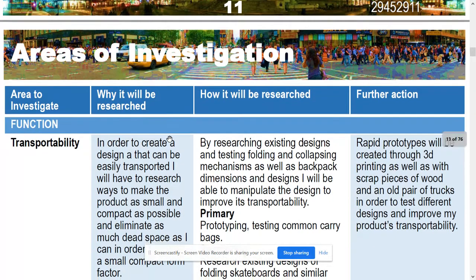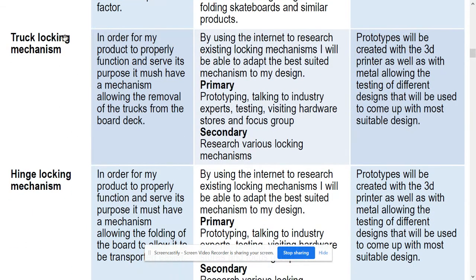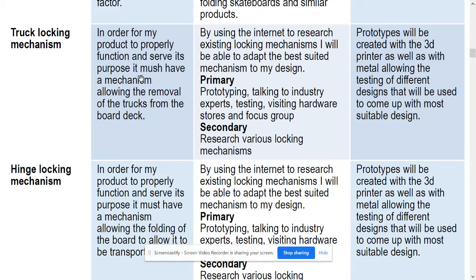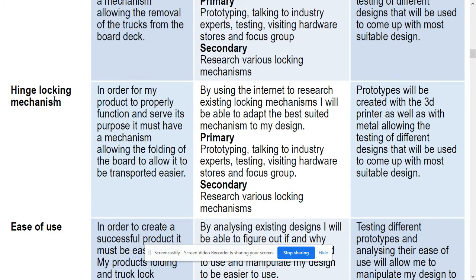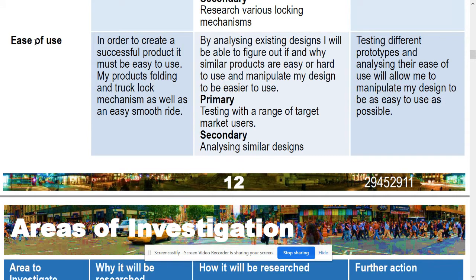That's for sure. Started to look at the function, broke it down a little bit more. So function up the top, and then starting to break it down into what am I going to need? So it needs to be transportable. It needs to have a locking mechanism for the trucks, if you know about skateboards, to hold the wheels on. He needed to lock it up and be able to fold it and unfold it, so the hinge locking mechanism. It needed to be easy to use, so pretty important.